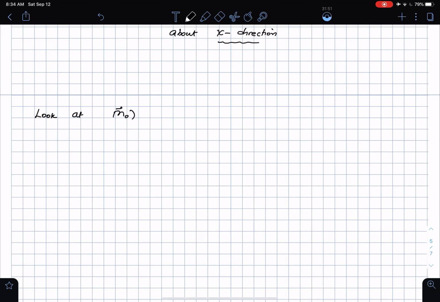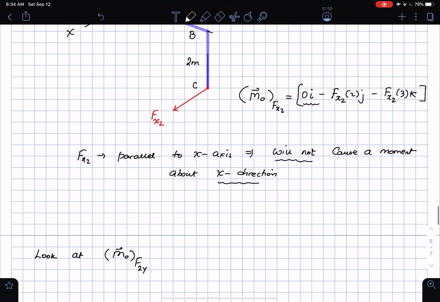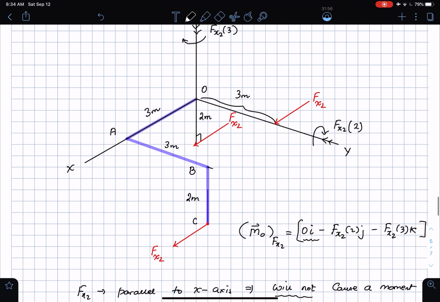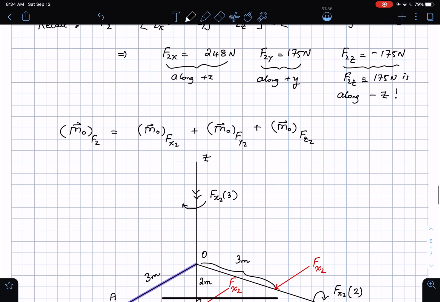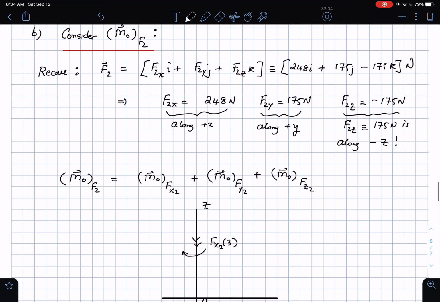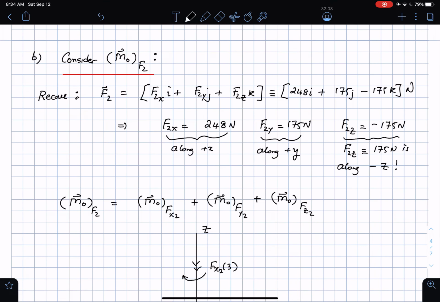the moment about O due to the force Fy2. I think I called it Fx2. It's all F2x, so maybe I did call it Fx2, so that's my naming mistake here. So let me call these Fx2, Fy2, and Fz2. They're the same thing.